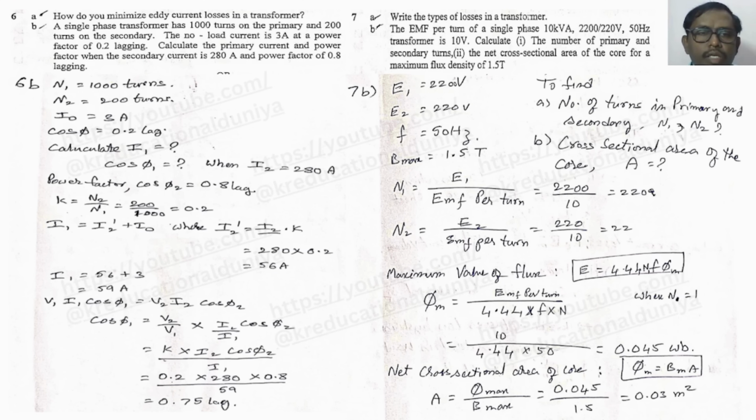Here V2 by V1 is nothing but K, so directly we can substitute the K value. So K into I2 into cos phi 2 by I1. So 0.2 into I2 value 280 into cos phi 2 value 0.8 by I1 value, which is 59 amperes. So we got 0.75 lagging.